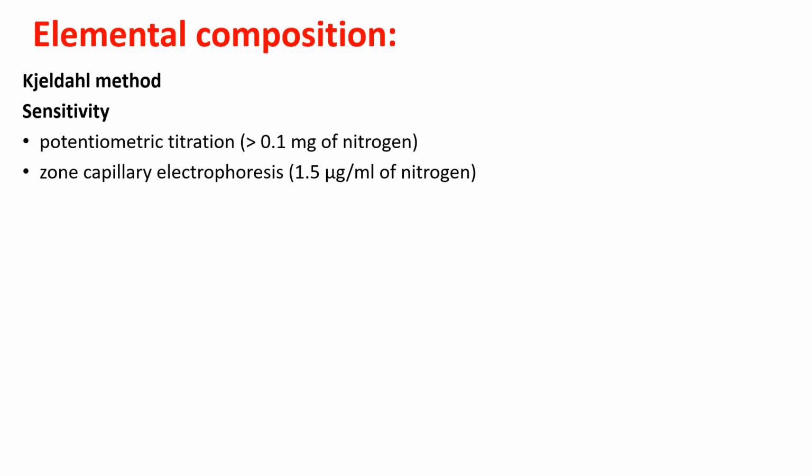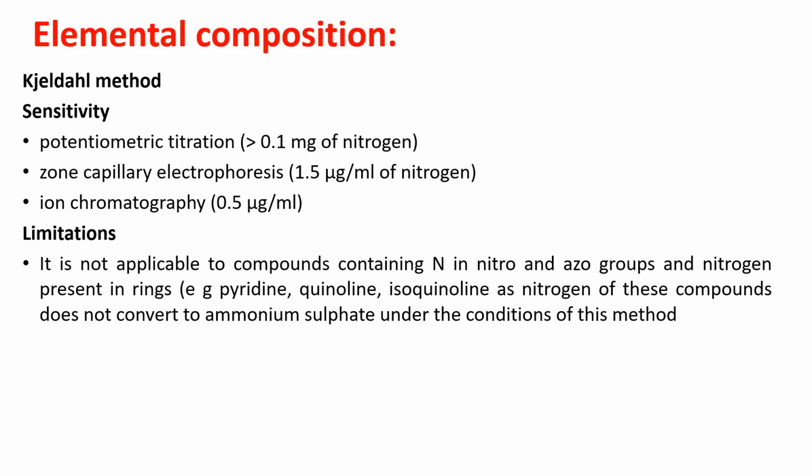In case of zone capillary electrophoresis, you can determine the nitrogen up to a level of 1.5 microgram per ml. Whereas in case of ion chromatography, the sensitivity is increased. If you are analyzing it with ion chromatography, the sensitivity increases up to 0.5 microgram per ml.